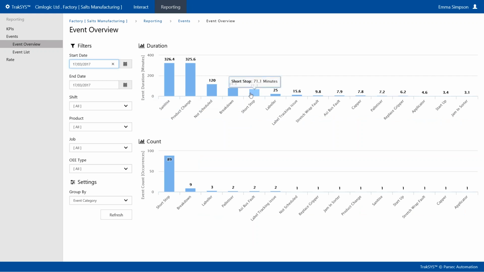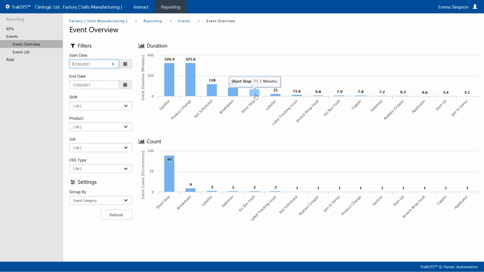Actually, it's the fifth, but the short stops are the most frequent reason. We had 89 forced stops during a day, with a total duration of 71 minutes. So more than 1 hour was due to short stops.